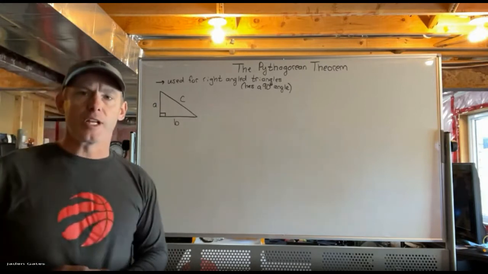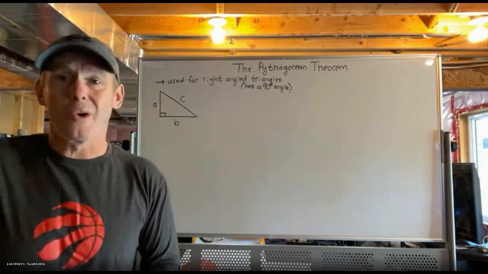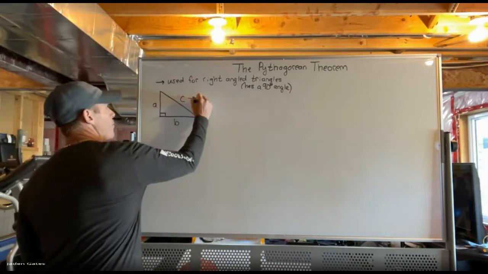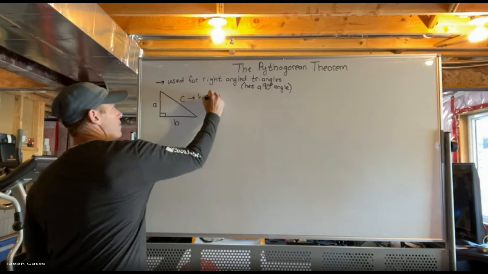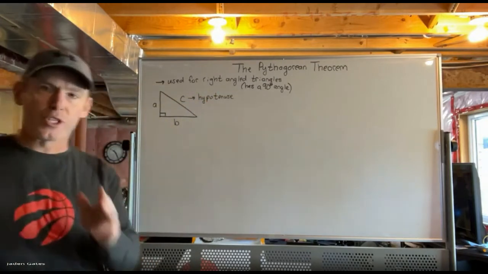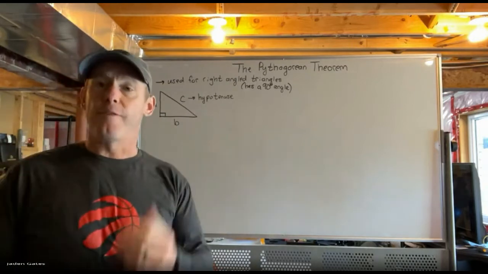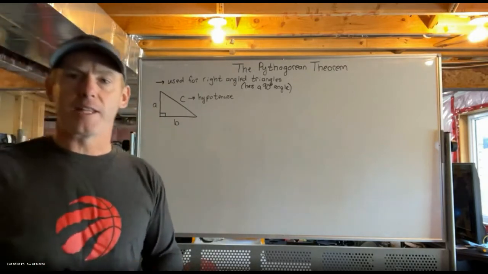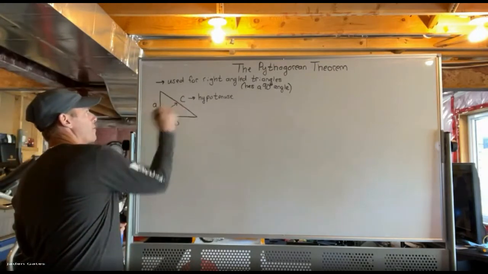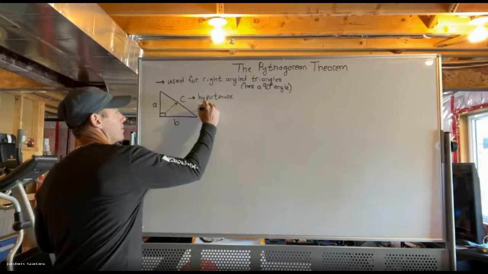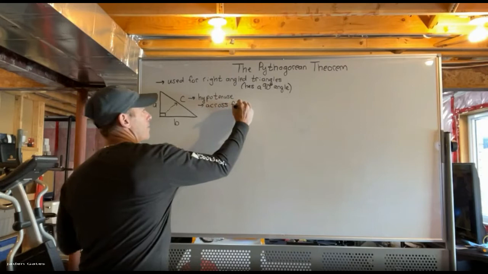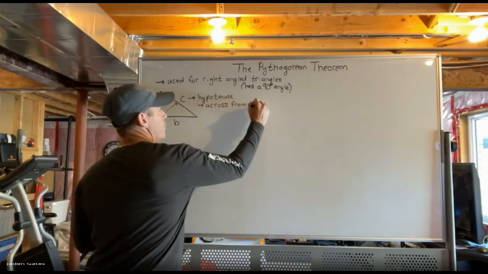The key here is that one of them is important and the other ones are just the other ones. And so C is what we call the hypotenuse. It's the important side that we're going to need to identify. And by identify, I mean find this thing. And the key is that it is right across from the right angle, so across from the 90-degree angle.